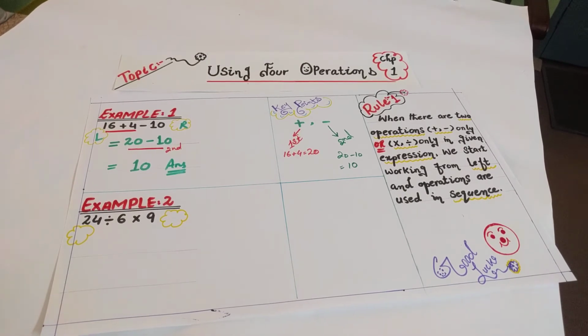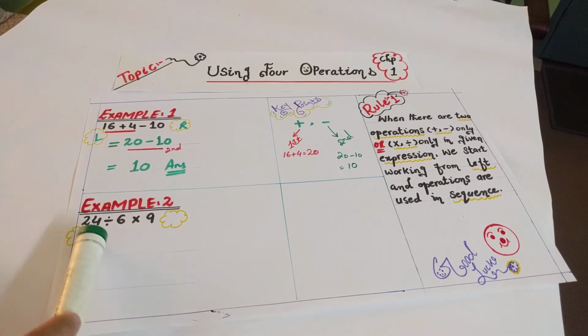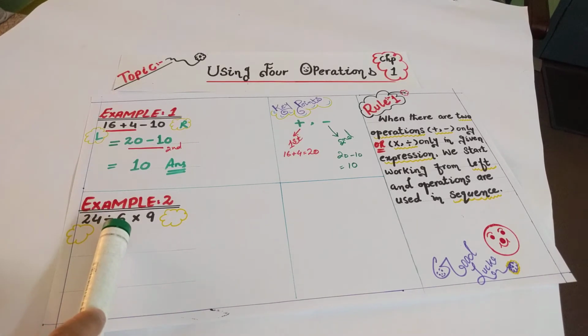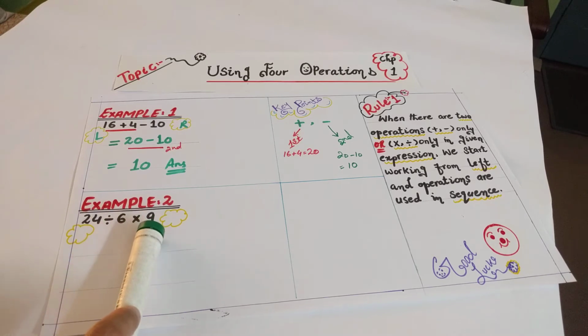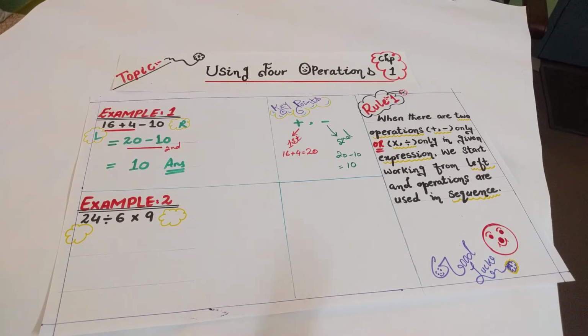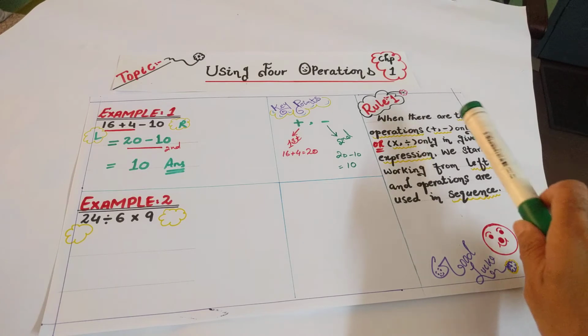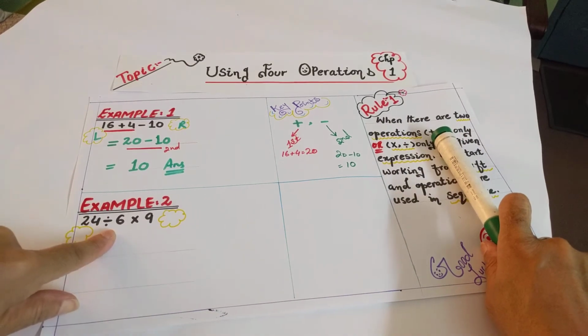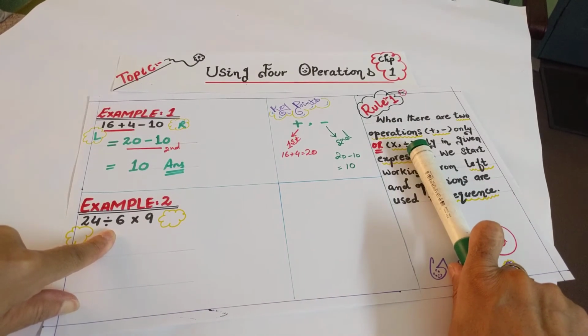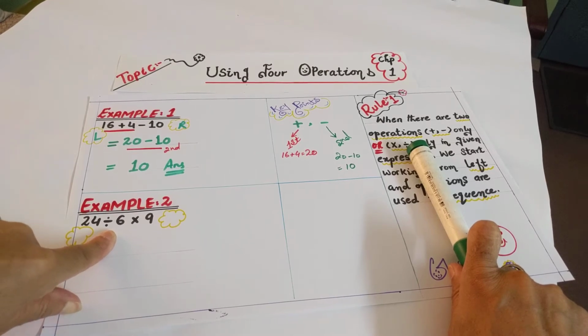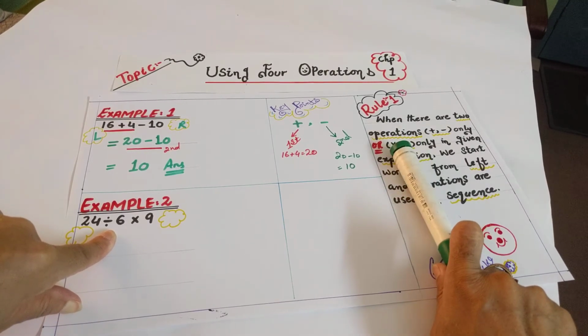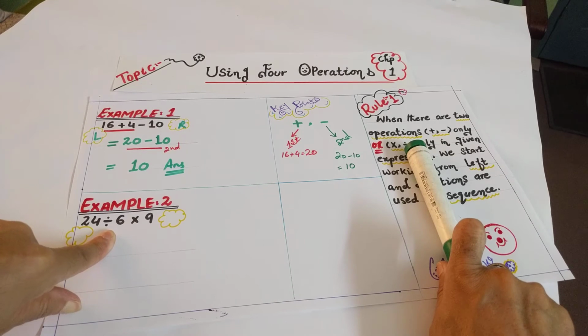Now come to example number 2. What's example number 2? 24 divided by 6 multiplied by 9. Again, according to the rule, we will check the signs. Is there plus and minus? No. Is there a multiply or divide? Yes. Now in this expression there are the signs of multiplication and division.